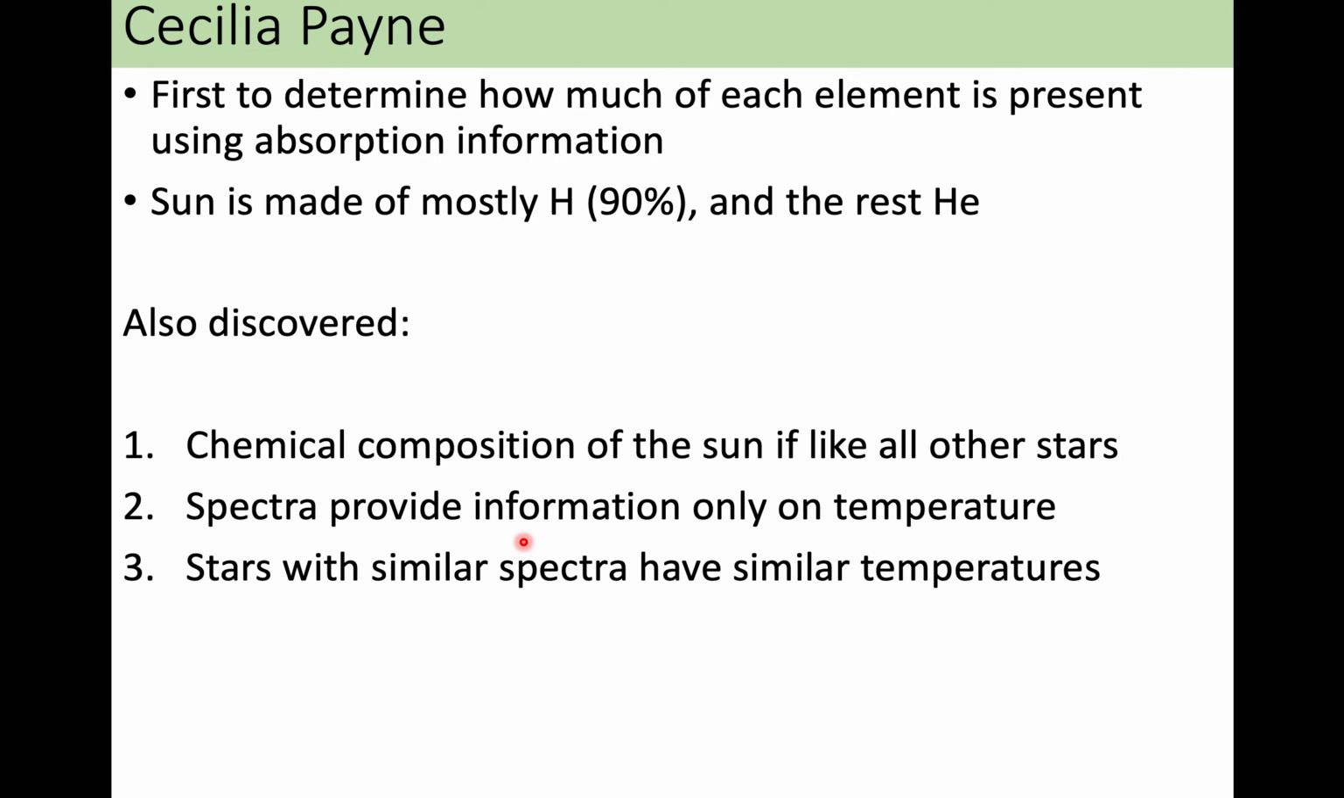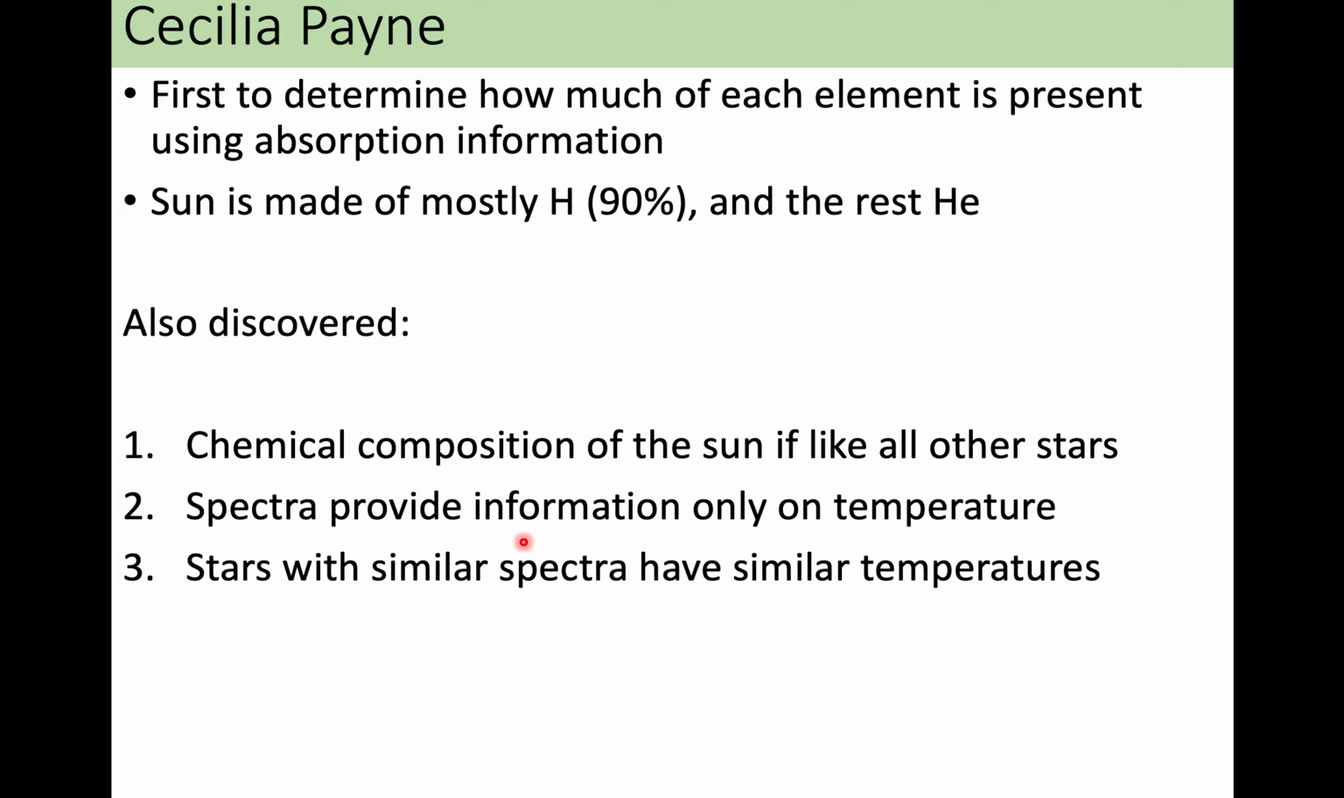So Cecilia Payne is a famous female astronomer that was the first to discover how much of each element is present using absorption information. So she determined that the sun is made of mostly hydrogen, and the rest of it is helium. And she was the first one to be able to give a number. Instead of saying the sun is made of hydrogen and helium, she was able to say it's about 90% hydrogen and the rest is helium. So she had an actual value for the percentages there.